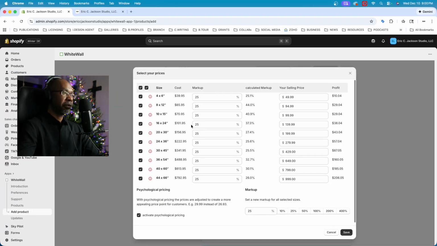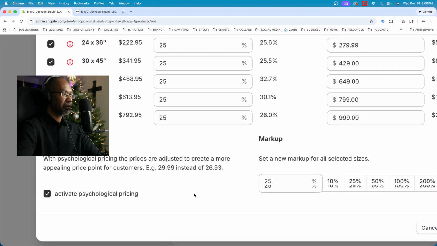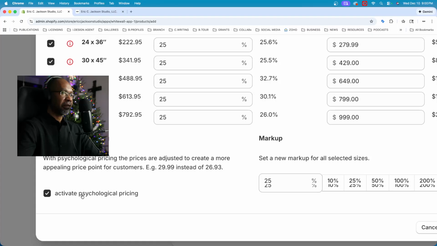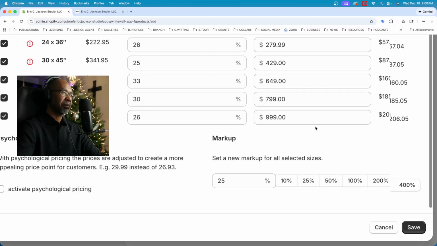So that's really important. And then the other thing I do as well, which I don't think affected this, is if you come down here, can I scroll down? Okay. Activate psychological pricing. I always have that turned off because that also affects the pricing of your work. And I guess it's just an algorithm or something.